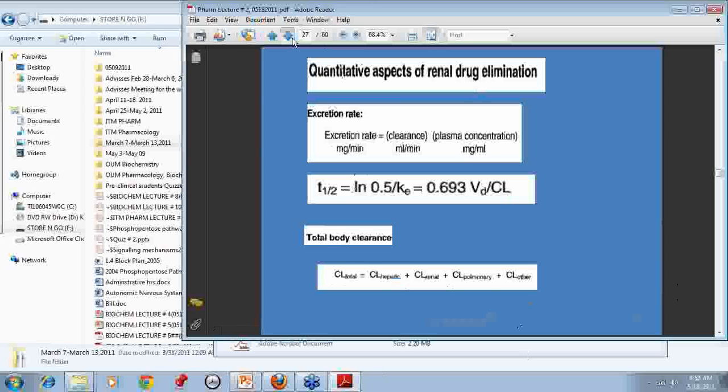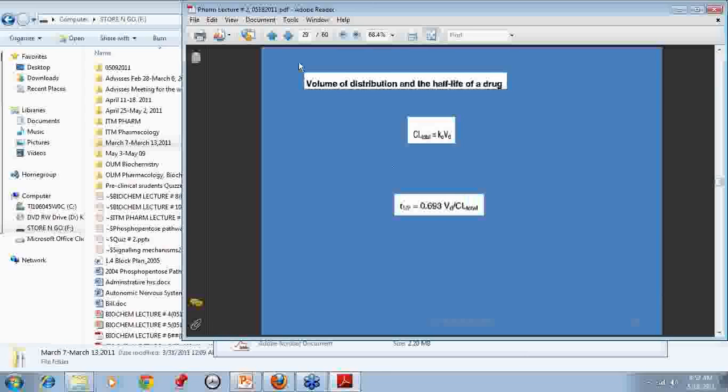Okay, and you have your share on that. The bottom line is that you need to master those by heart. There is no way around it. Half-life evaluation, you need to know it as well. So t-half equals 0.693 times volume of distribution over clearance.